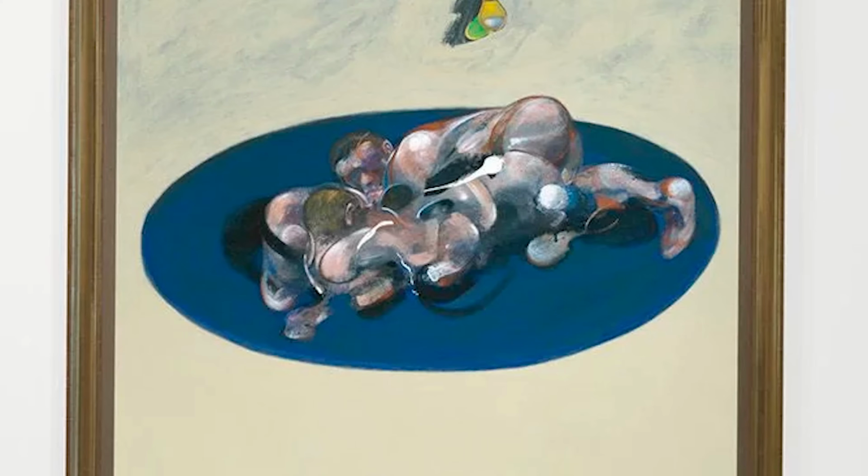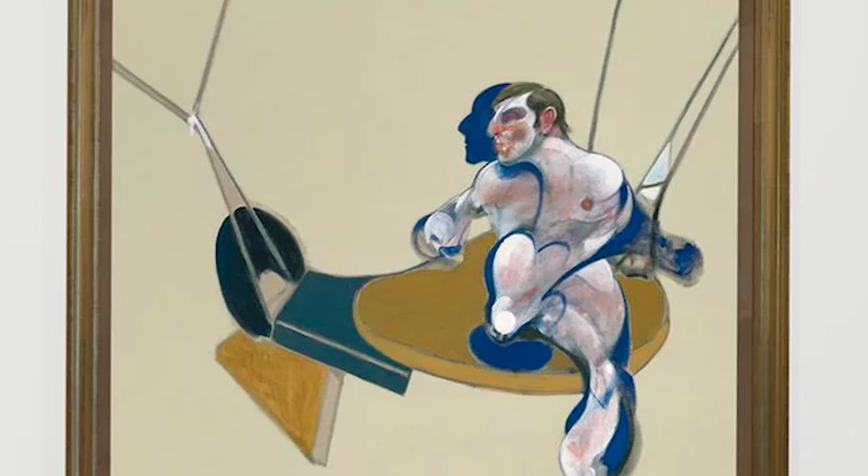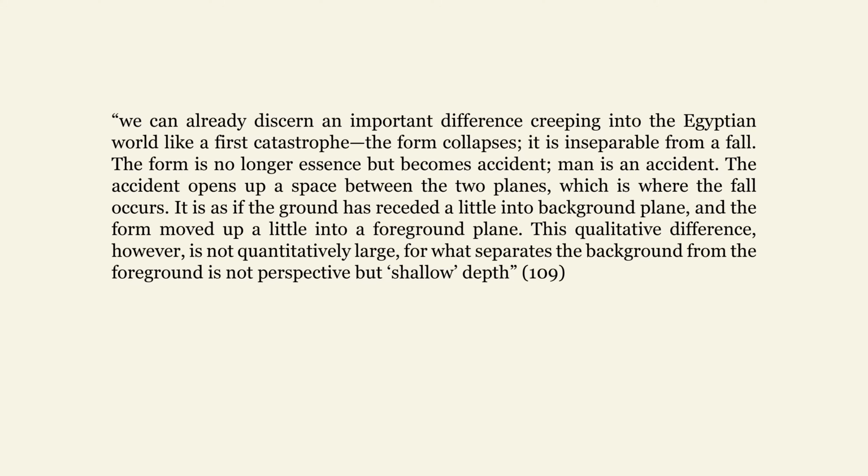But this contour does not protect the figure from changes and accidents as it did in ancient Egypt. On the contrary, it now integrates them as part of a formation process that takes place before us, in conformity with the history of essences after the Egyptian era. The essence is now seized in Greek fashion, in the manner of its apparition, or what Deleuze calls its fall. We can already discern an important difference creeping into the Egyptian world, like a first catastrophe.